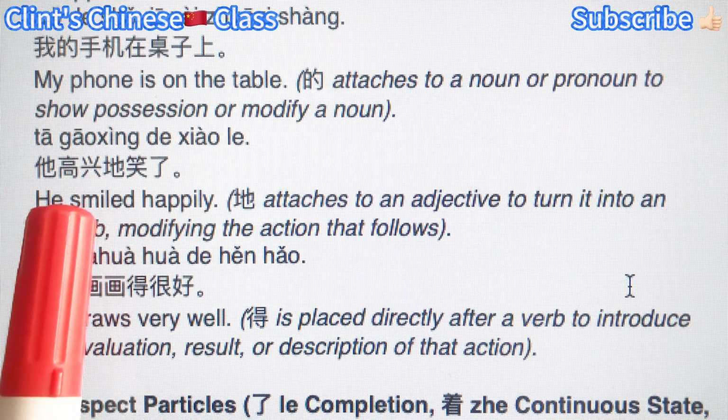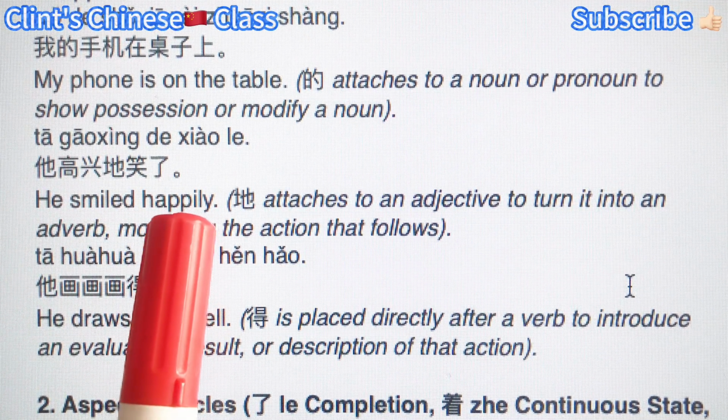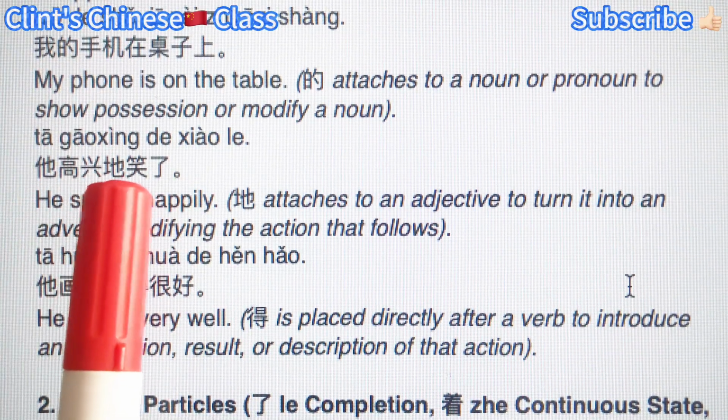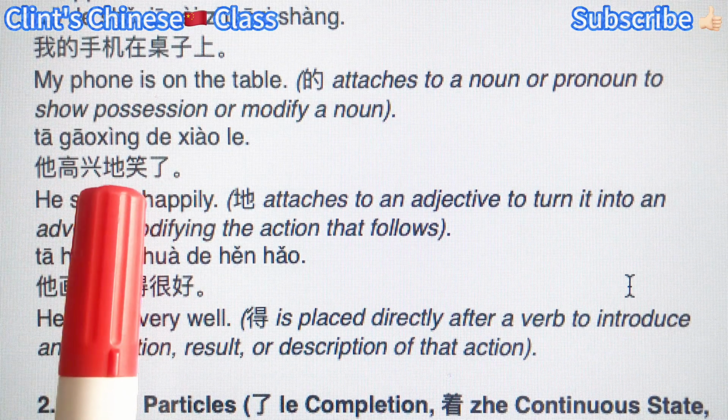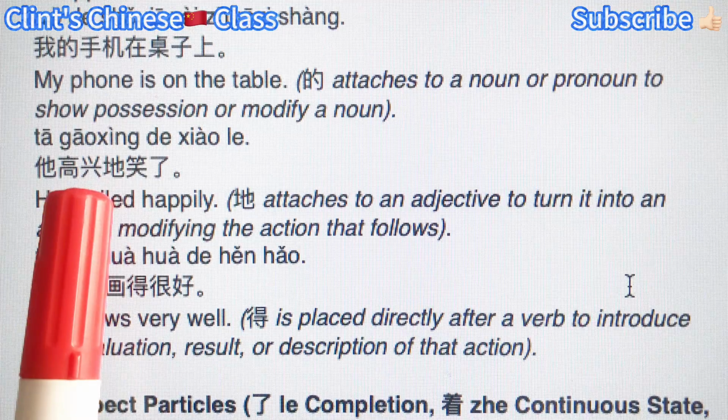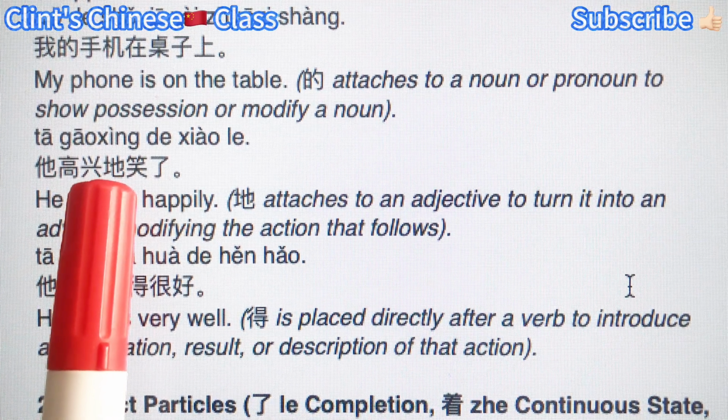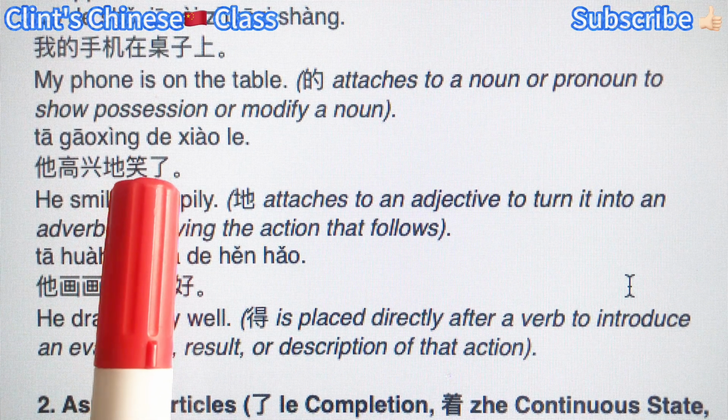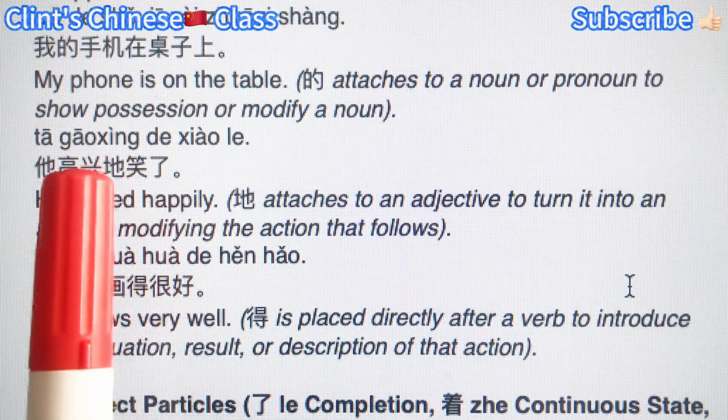Next, he smiled happily. 他高兴地笑了. So this 地 is added after an adjective 高兴 to turn it into an adverb and then modify the verb after it, 笑, laugh. So happily laugh.